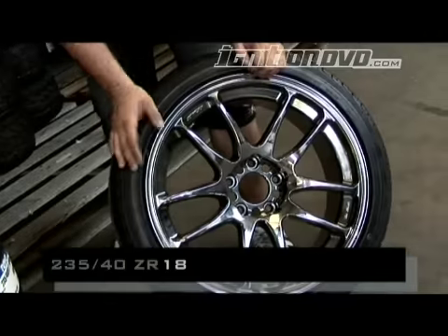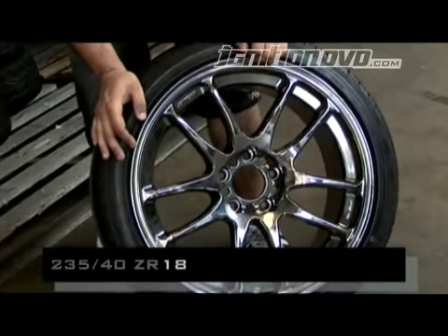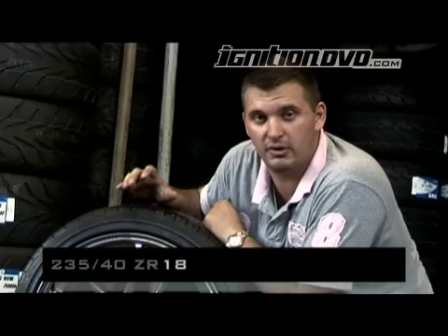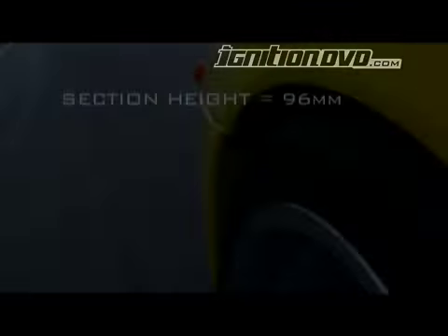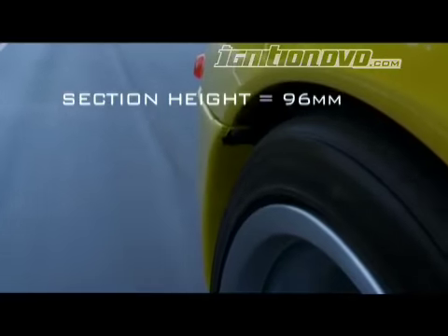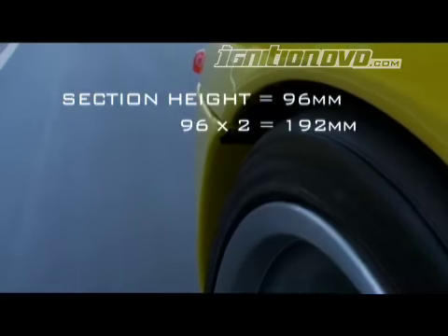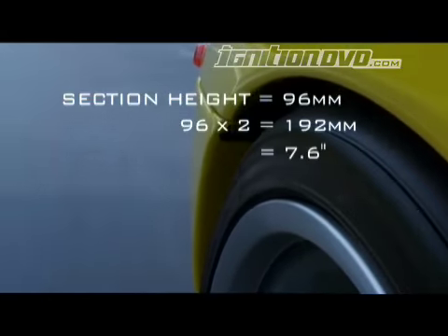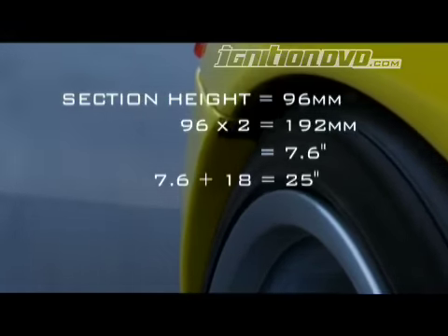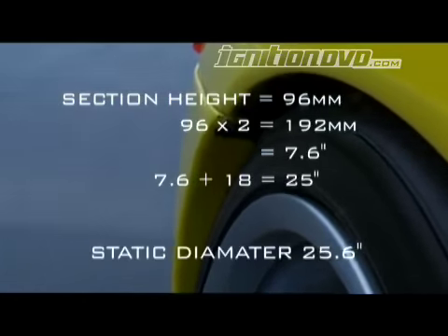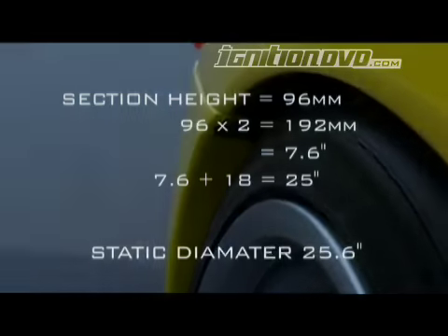The last number is the size of the rim that the tyre is designed for. This number combination is what determines the overall static diameter of the tyre. So let's work out the overall diameter of this tyre. We already know the section height of this is 96 millimeters, so we double this figure and convert it to inches, giving 7.6. We then add this to the diameter of the rim to get an overall diameter of 25.6 inches.